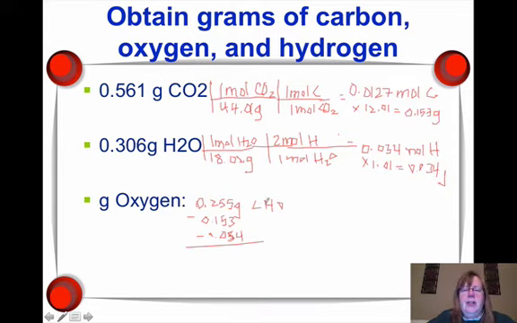Hopefully, I'm not really sure why my tablet is making me write weird like this, but hopefully you're writing down these numbers a little clearer and you can follow along better.